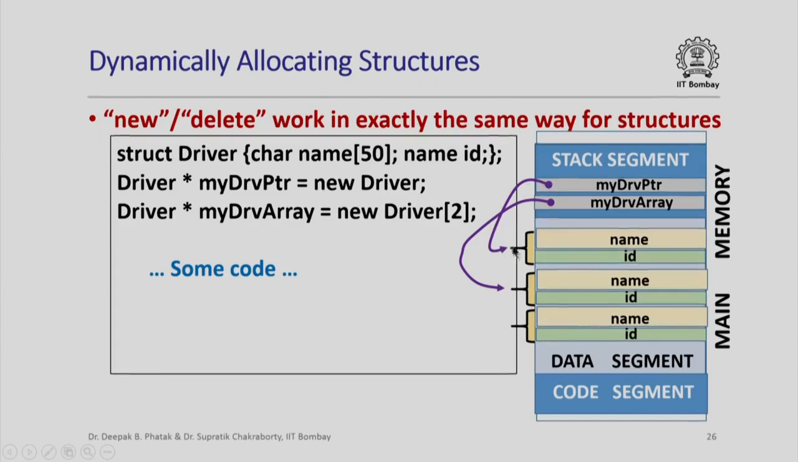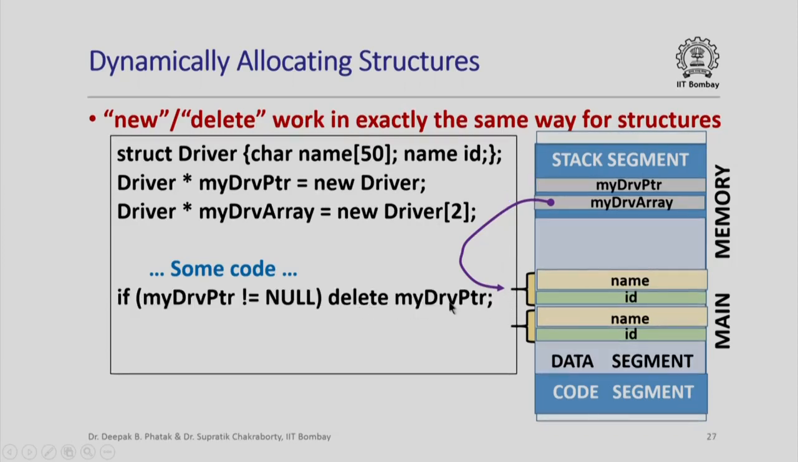So my drvPointer will basically be pointing to that space for an object of type driver allocated on the heap. Similarly, when I execute this statement, space for 2 objects of type driver is allocated on the heap, and the address of the first of these objects is returned and stored in my drvArray. So my drvArray points to the first of these 2 array elements allocated on the heap.